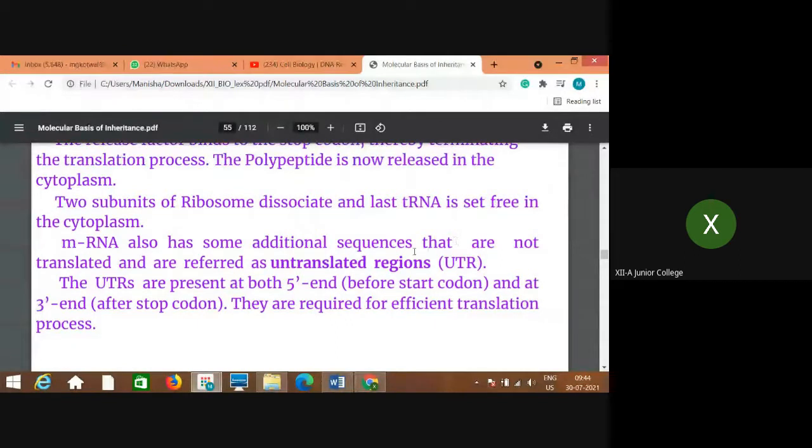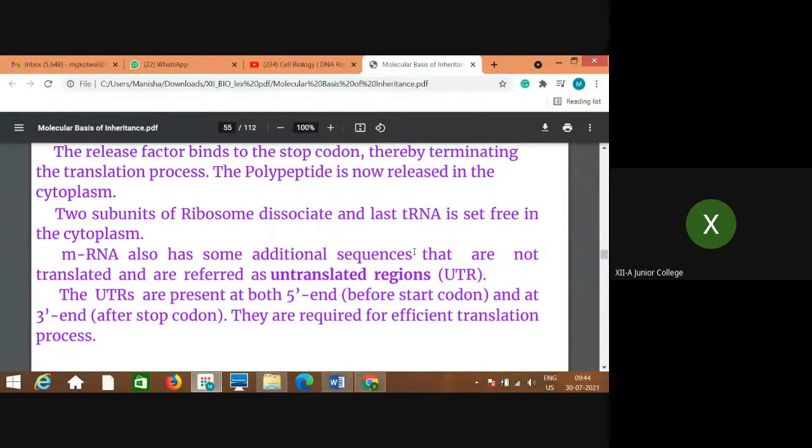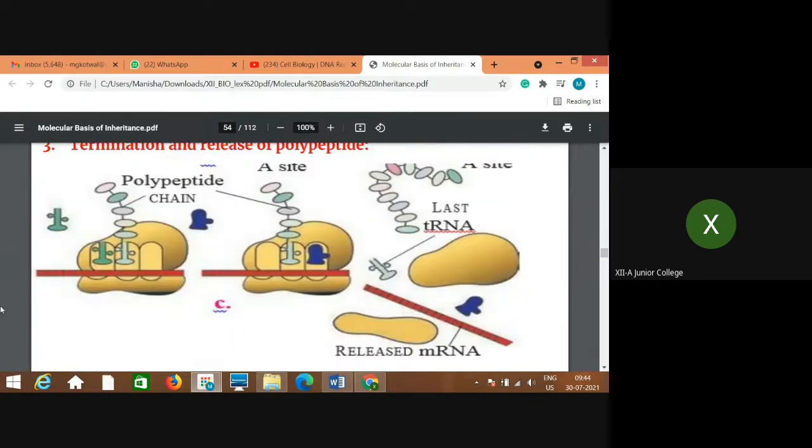mRNA also has some additional sequences. See what I was telling you at first. mRNA also has some additional sequences that are not translated, and these are referred to as untranslated regions. This part of the mRNA is not involved in translation. So this is the untranslated region.